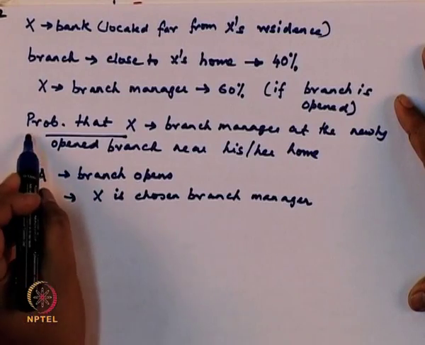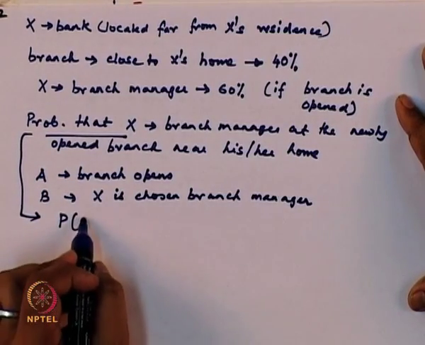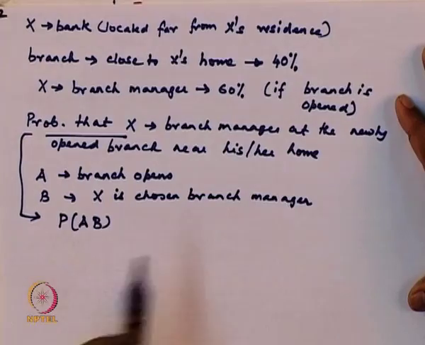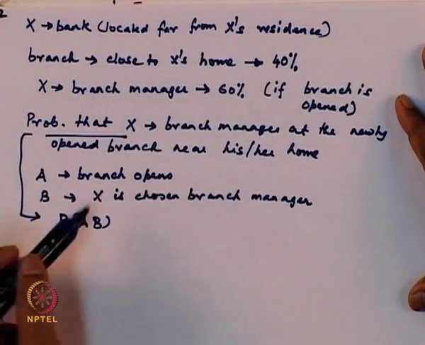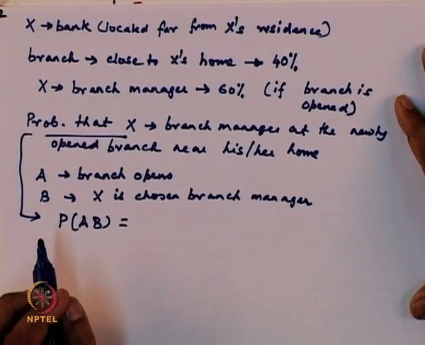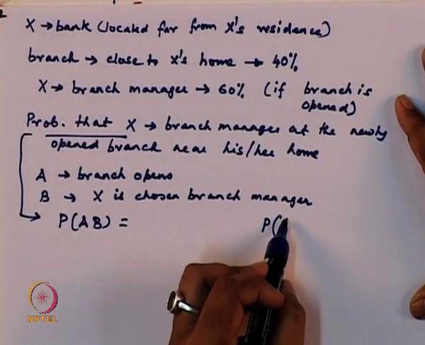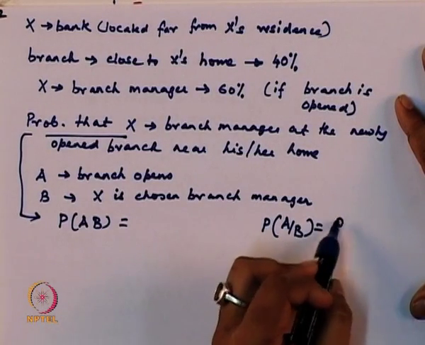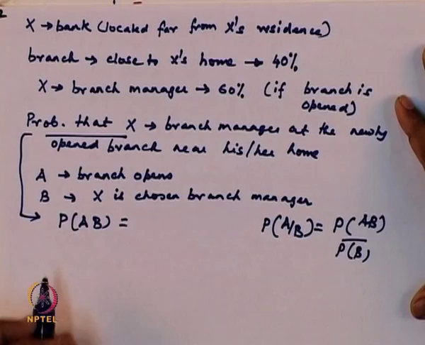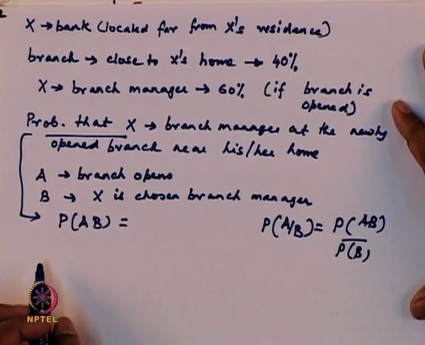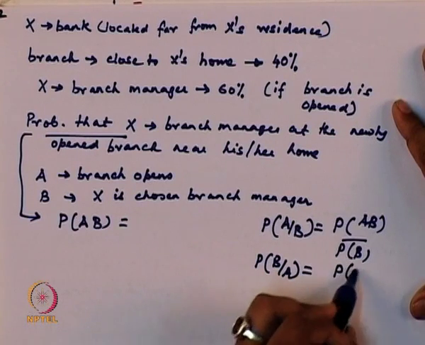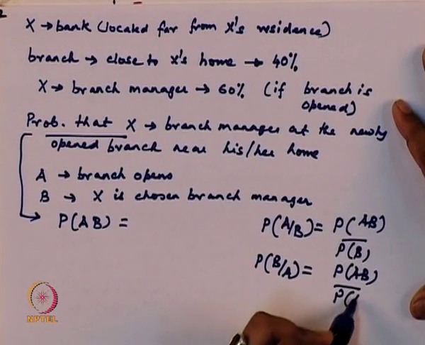Okay. So, what we have to calculate here is probability of A and B, that X is branch manager at the newly opened branch near his home, which means that the branch has been opened and he is the manager there. So, how will I use conditional probability to solve this problem? I know probability of A given B is probability of AB by probability of B. Or I can write probability of B given A is probability of AB by probability of A.